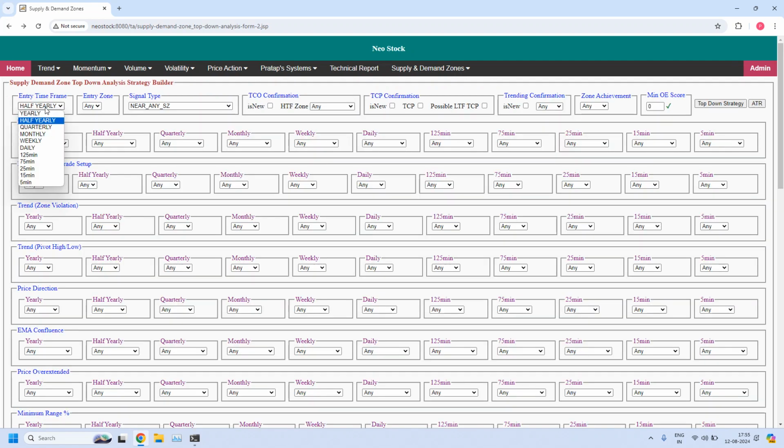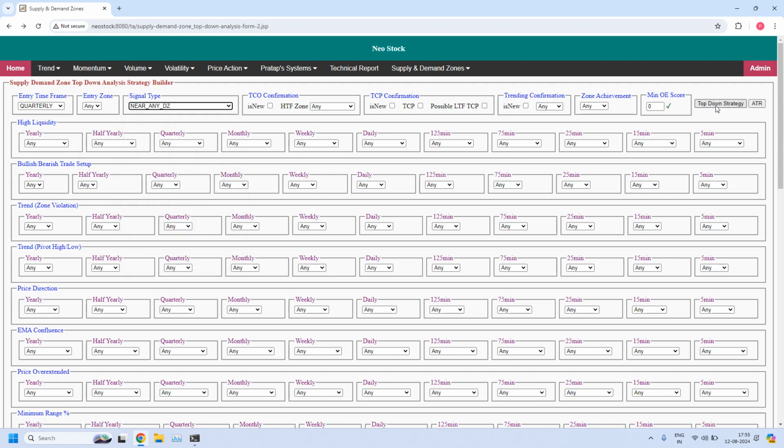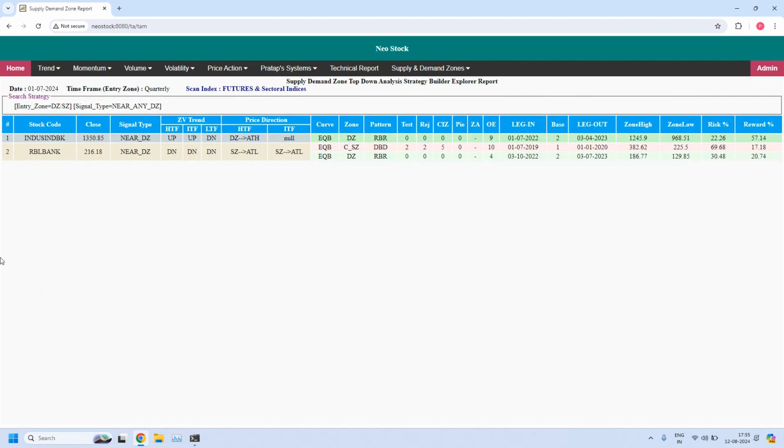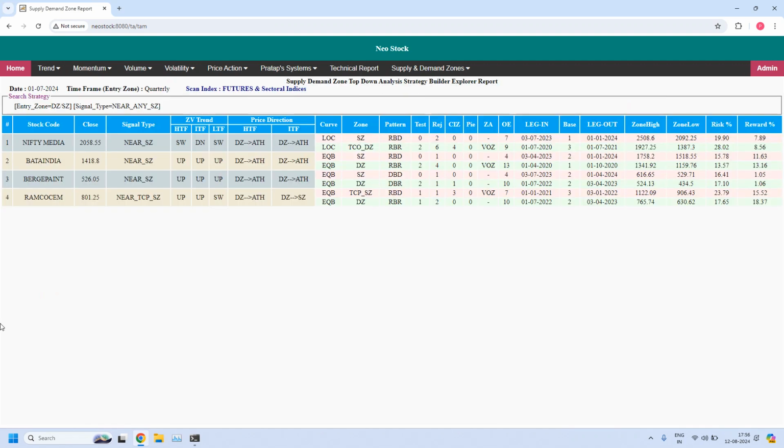And the next time frame is a quarterly time frame. Let us find the stocks near quarterly demand zone. Two stocks are filtered near to the quarterly demand zone. For quarterly time frame, let us find the stocks near quarterly supply zone. Four stocks are near to the quarterly supply zone.